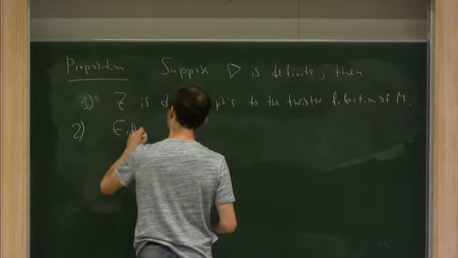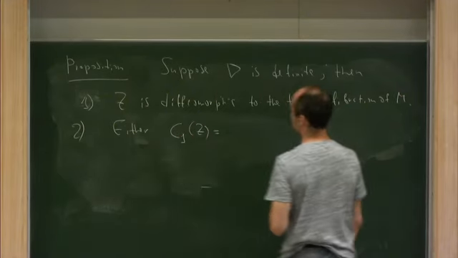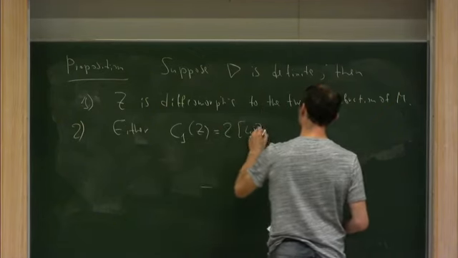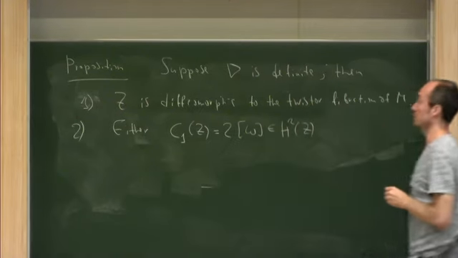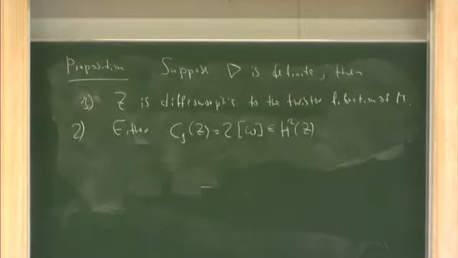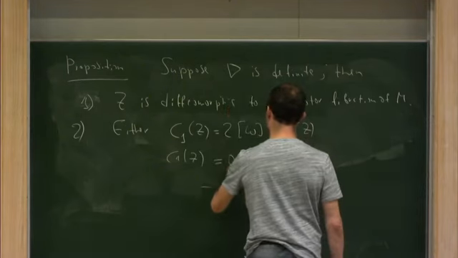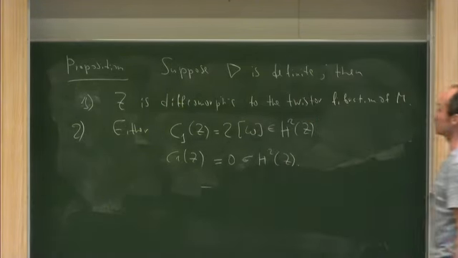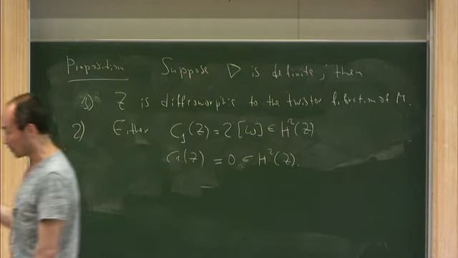Either the first Chern class of Z is equal, I mean, in cohomology, its class is equal to the class of omega, so basically this is inside the second cohomology of our Z, or C1 of Z is equal to 0 inside H2 of Z. Okay, so we have two possibilities basically. So this restricts our fibration a lot.